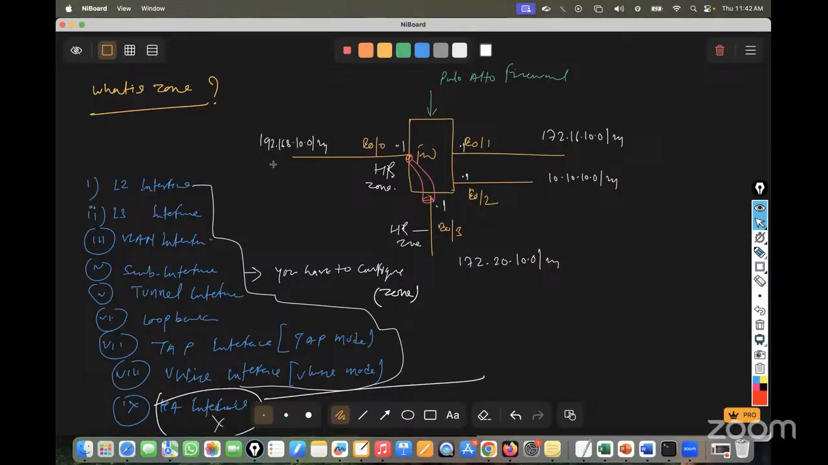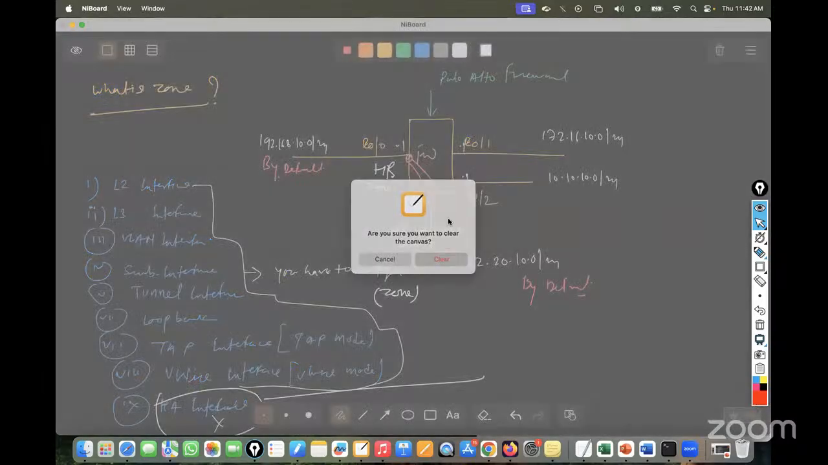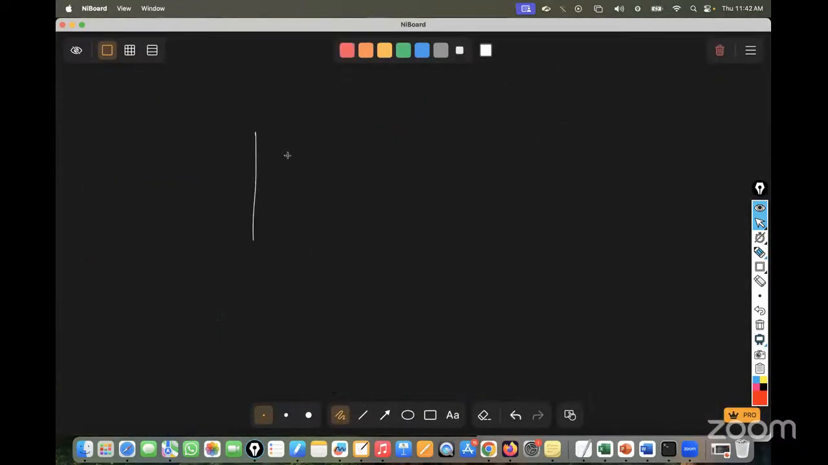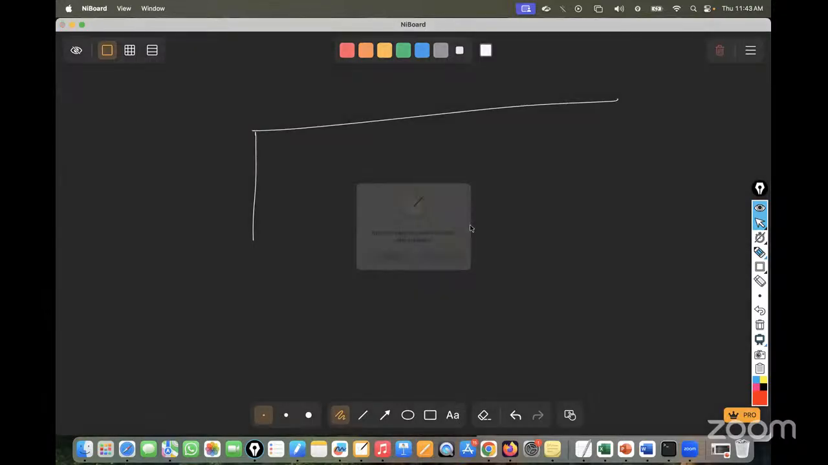So by default, they are allowed to talk to each other. Meaning if the zone is the same, they're going to talk. Let me draw another example so you can understand. Let's take an example.